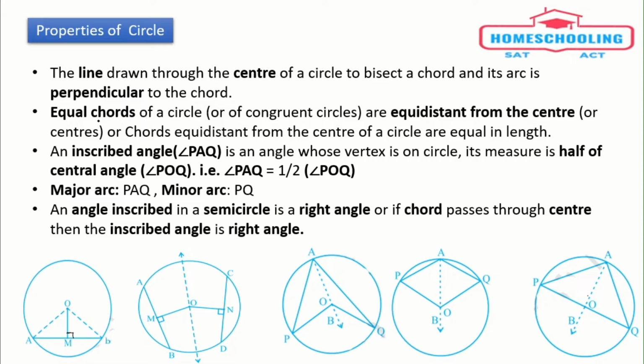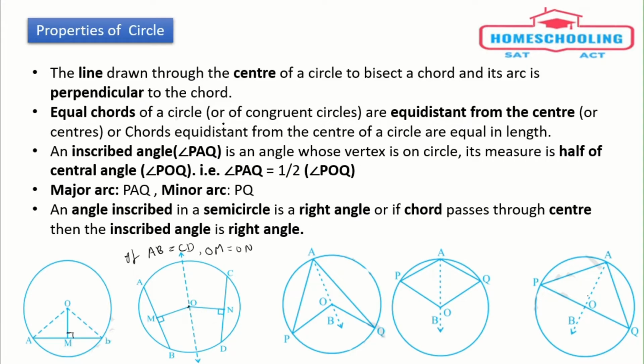Now, next property: equal chords of a circle are equidistant from the center. So in this one, if chord CD and chord AB are of equal length, then the distance from the center O would be the same. So from this we can say that OM is equal to ON. If chord AB is equal to CD, then the distance from the center would be the same, OM and ON.